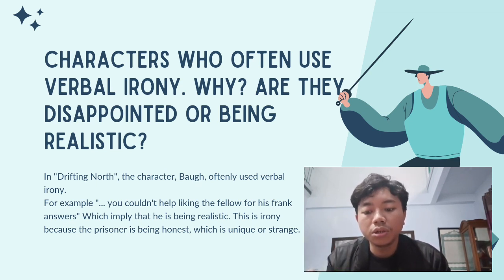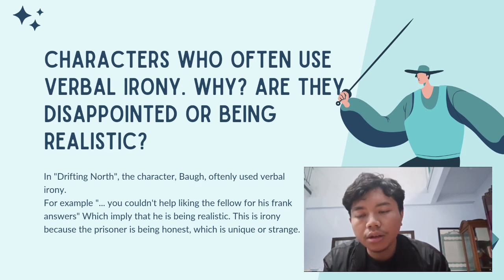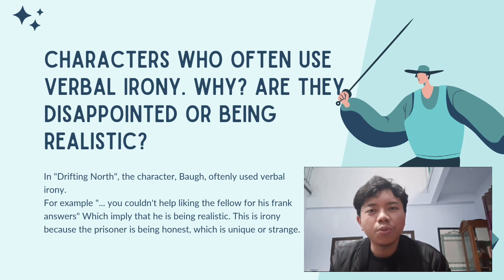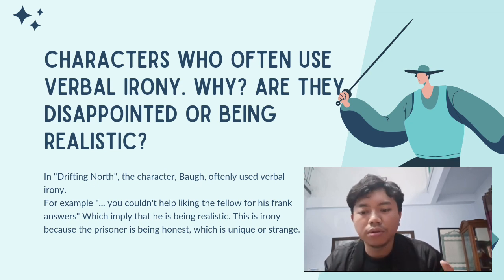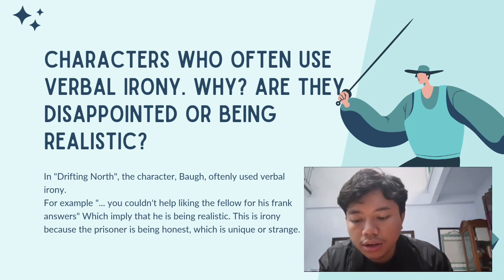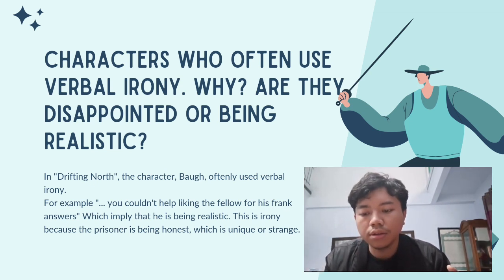The sentence is, "You couldn't help liking the fellow for his frank answers." The fellow that Bao talks about is a prisoner. Why is this an irony? Because it is strange, right? When a prisoner, someone who is wrong, someone who has a guilt, is being honest, being frank about his answers, his story. That is why he said that you couldn't help liking that fellow for his frank answer. That is the answer for why.